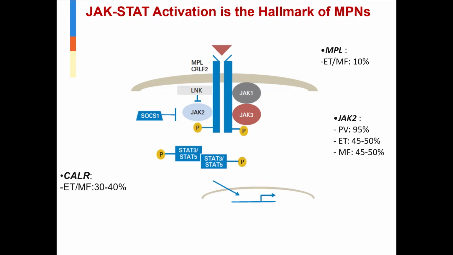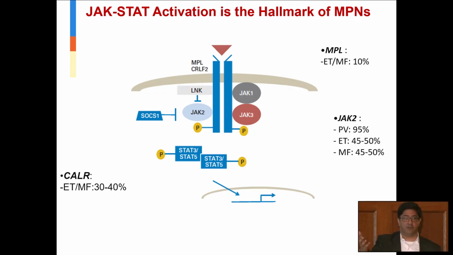JAK and MPL interface with each other, and calreticulin interfaces with MPL. So all of the things that cause the diseases all interplay with each other, and it makes sense, right? If you have a lesion in one part of the pathway, having a lesion in another part of the pathway could give you the same result, right? And that's kind of the high-level concept here.